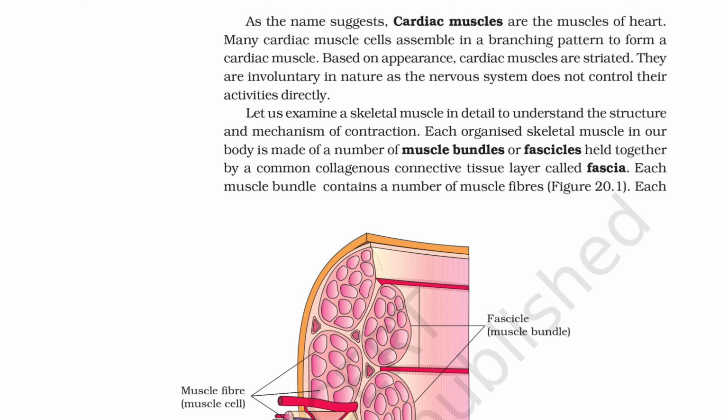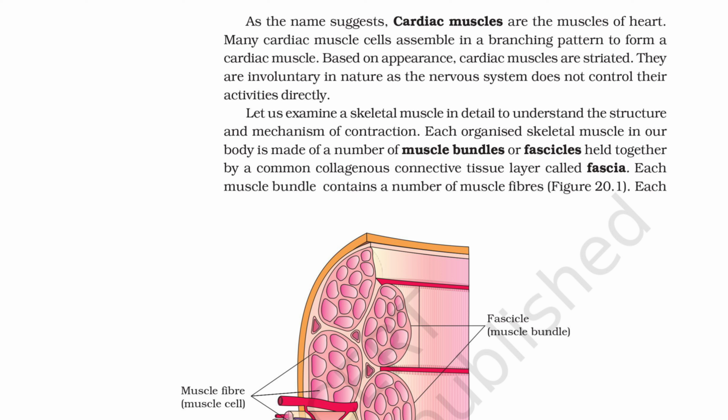As the name suggests, cardiac muscles are the muscles of heart. Many cardiac muscle cells assemble in a branching pattern to form a cardiac muscle. Based on appearance, cardiac muscles are striated. They are involuntary in nature as the nervous system does not control their activities directly. Let us examine a skeletal muscle in detail to understand the structure and mechanism of contraction.